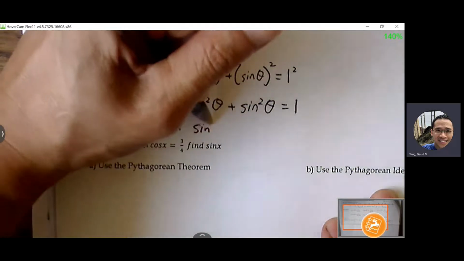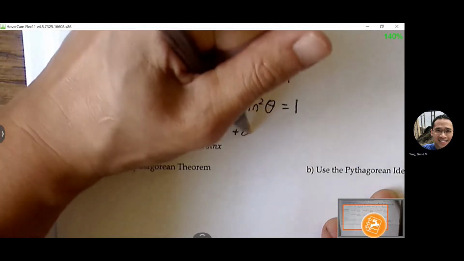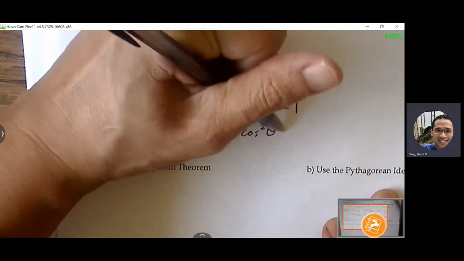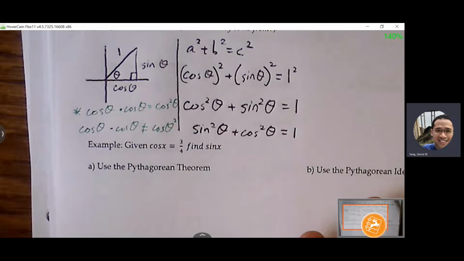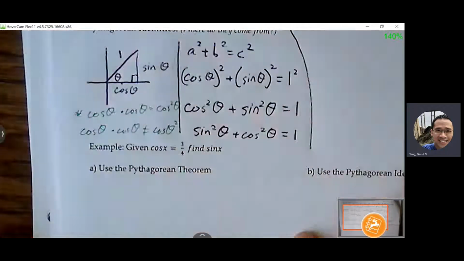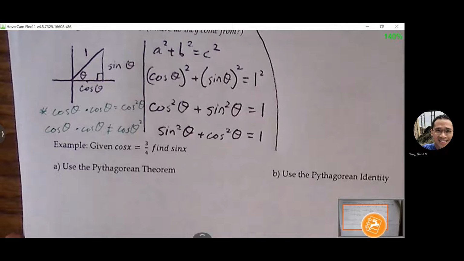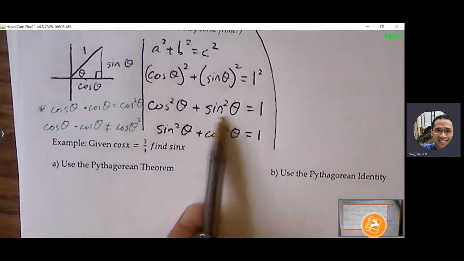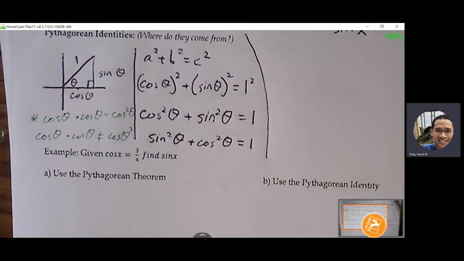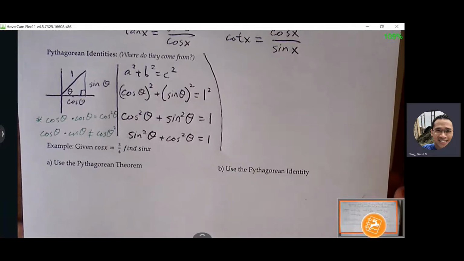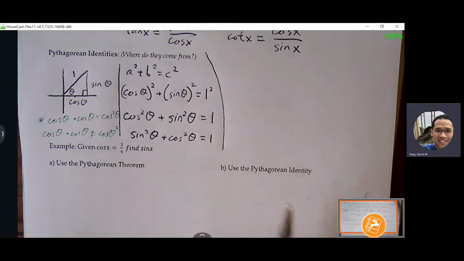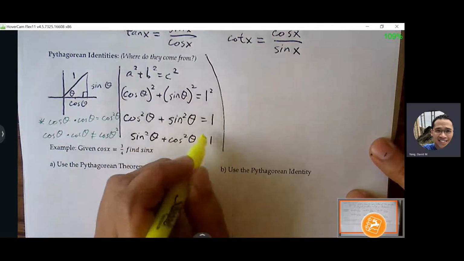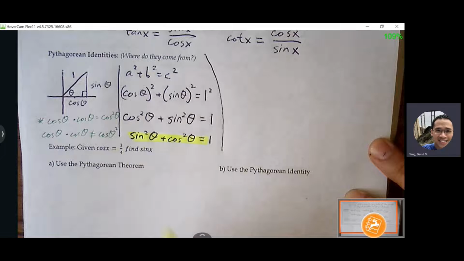Typically, though, for memorization purposes, we should think of it as cosine squared plus sine squared equals 1. They mean the same thing, just typically we see it in this form rather than this form. But you know, adding terms, the order is not going to matter. Okay. Okay, put a star next to this one. This one you definitely want to be able to memorize because you're going to use this a lot.